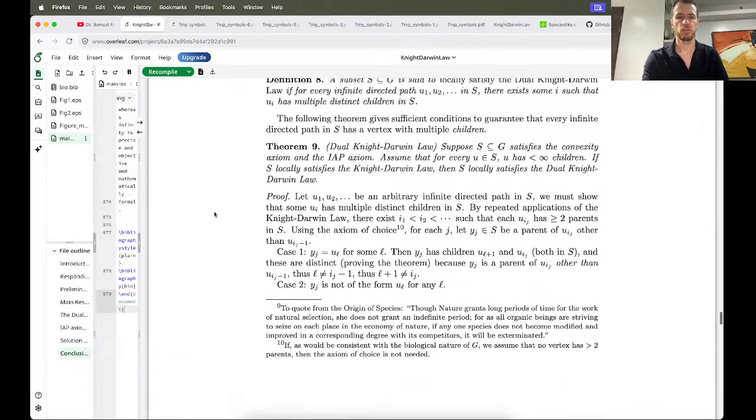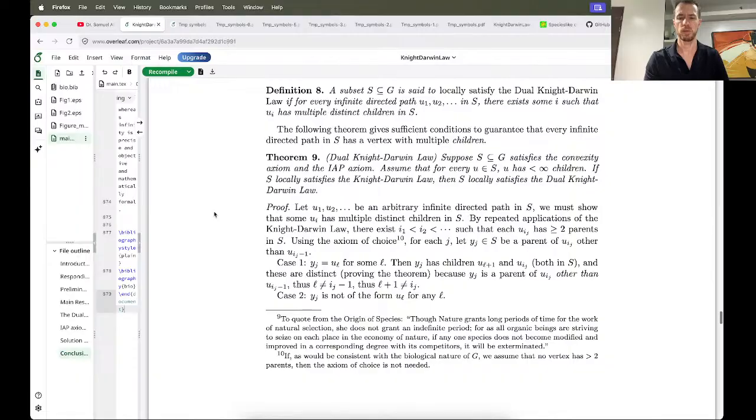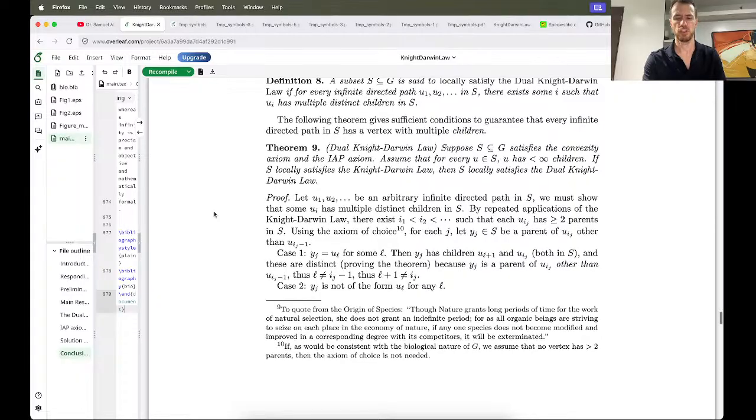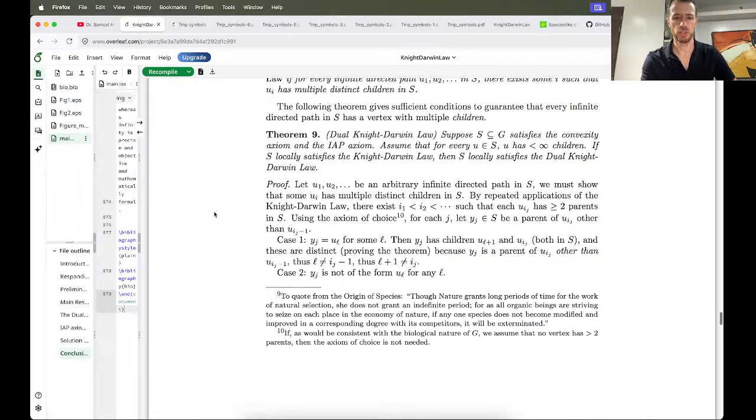Proof. Let U1, U2, ... be an arbitrary infinite directed path in S, we must show that some Ui has multiple distinct children in S. By repeated applications of the Knight-Darwin law, there exist i1 less than i2 less than ... so that each U_ij has more than or equal to 2 parents in S. Using the axiom of choice, for each j let Yj in S be a parent of U_ij other than U_ij minus 1. Case 1, Yj equals Ul for some l.